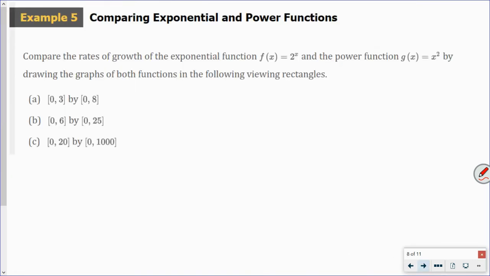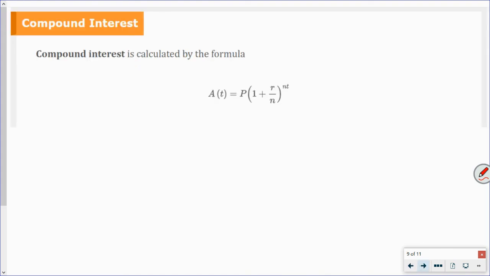Okay, we're going to skip this because it's just changing the window and kind of seeing how they compare. So we're going to skip this problem and get into compound interest.